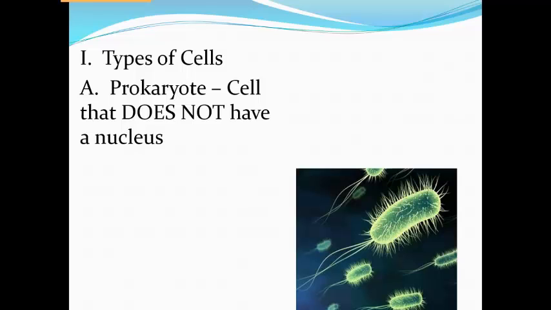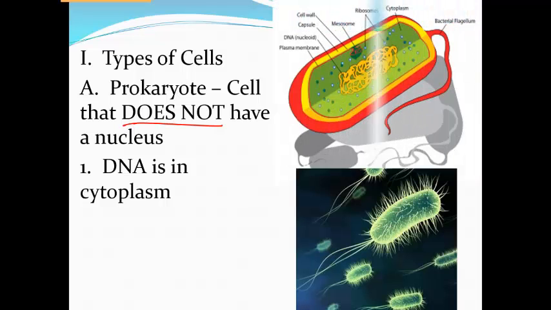So a prokaryote cell is a cell that does not have a nucleus. Key, does not. And that is definitely a vocabulary word that you need to know, not only for the end of this unit test, but also on end of course assessment ECA tests. So some characteristics for a prokaryote, since they don't have a nucleus, they still have DNA, and the DNA is just found in the cytoplasm.